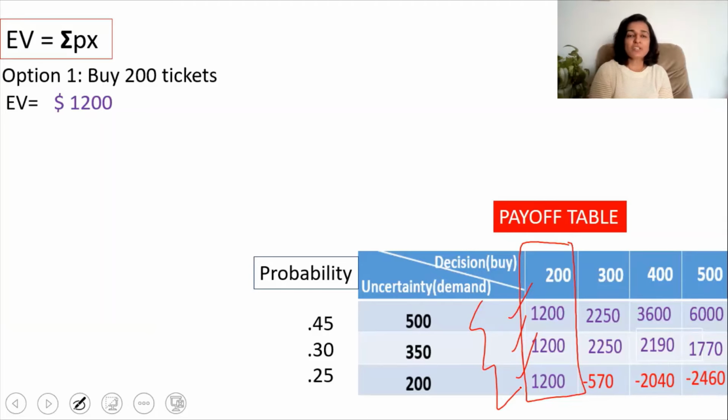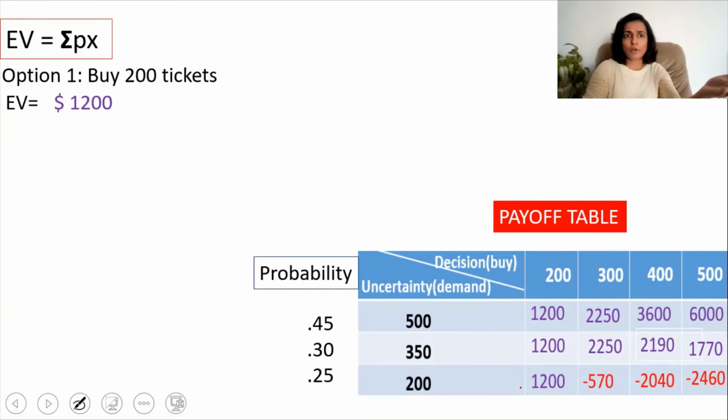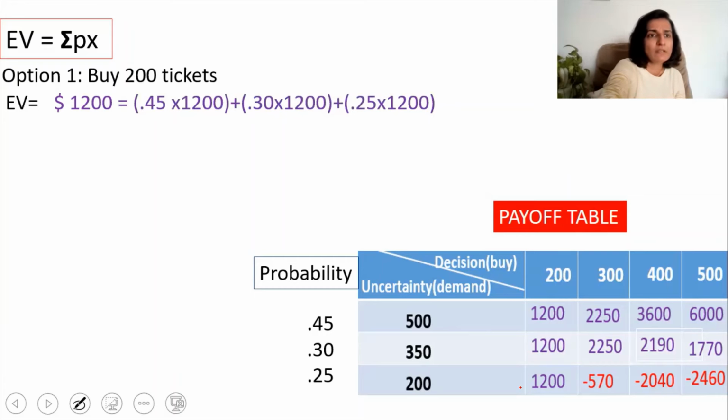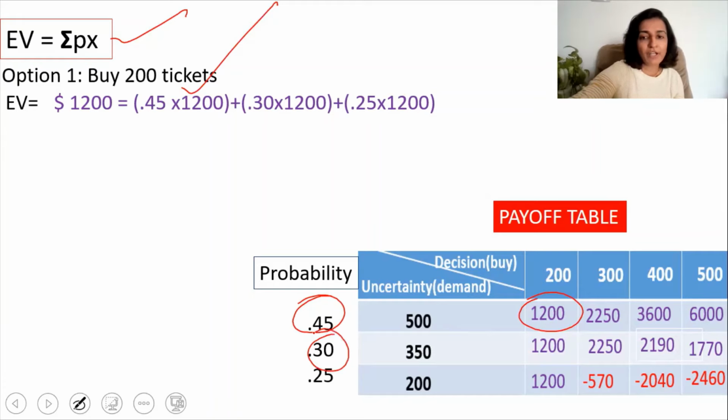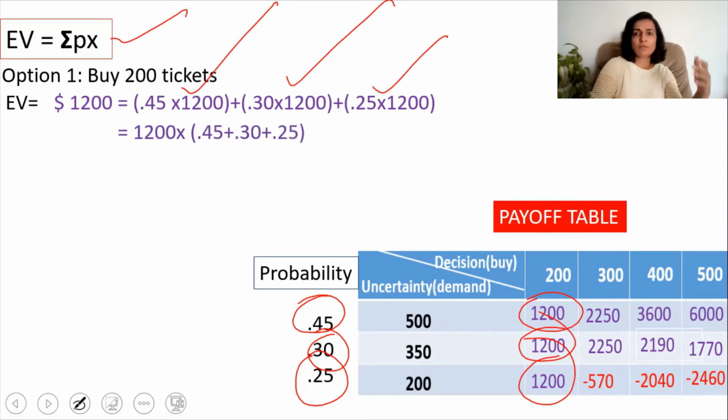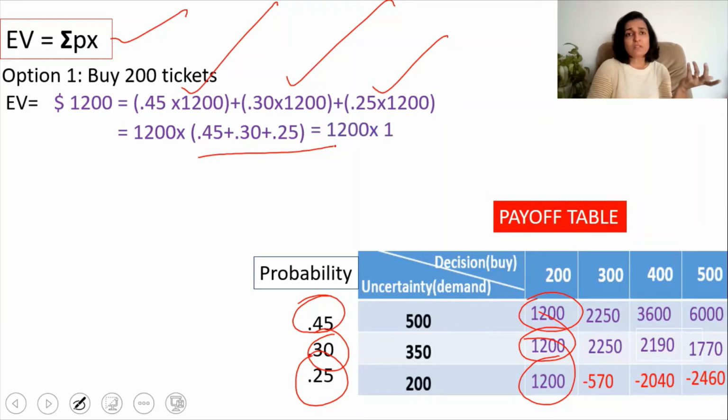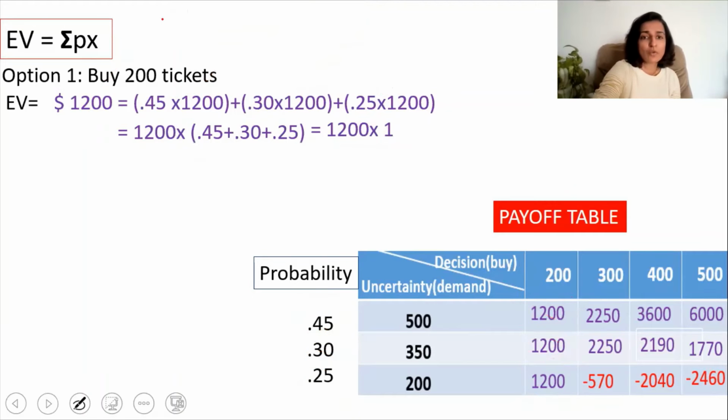he will receive $1,200. Now, if you're adopting the formula also, it will be sigma px. So probability multiplied by outcome. So 0.45 into 1,200, 0.3 into 1,200, 0.25 into 1,200. So you get 1,200 common. So it's 0.45 plus 0.3 plus 0.25 inside the bracket, which is 1. So it is $1,200. So whenever you have got the same amount, no need to use the expected value formula.